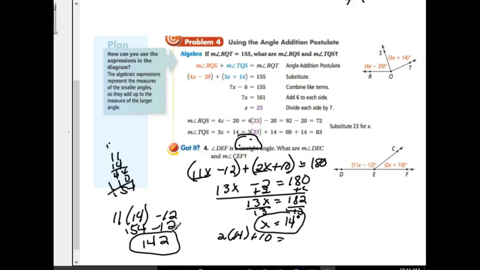And the smaller angle, which is CEF, is going to be 28 plus 10, which is equal to 38 degrees. And the 142 and the 38 together should add up to be 180, and they do. So that's how you work those particular problems. Hope this helped.